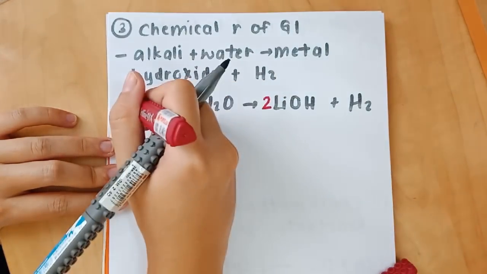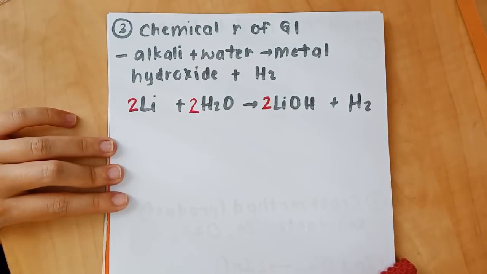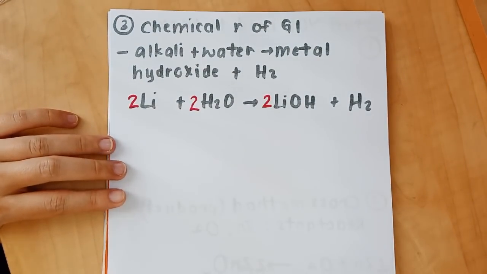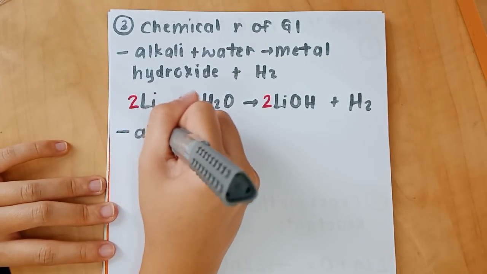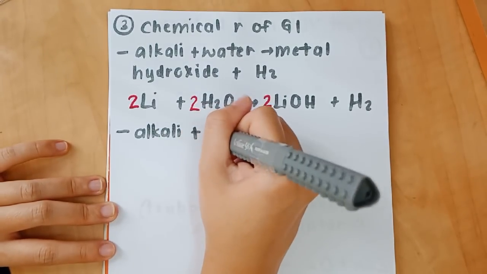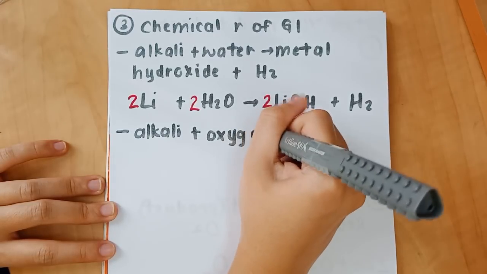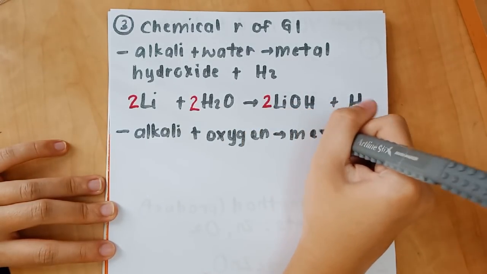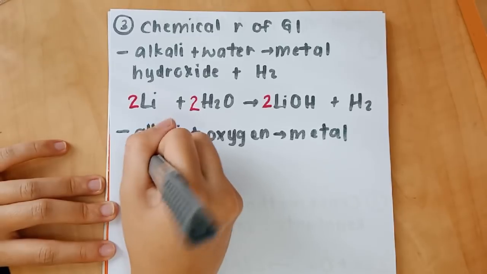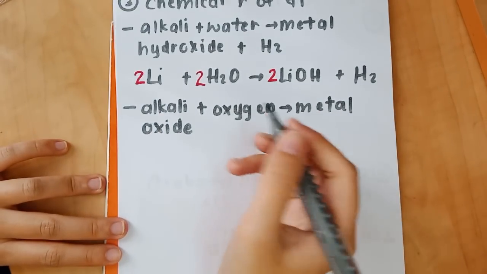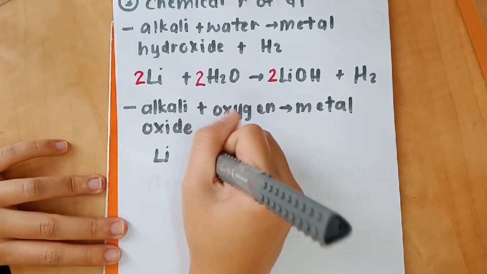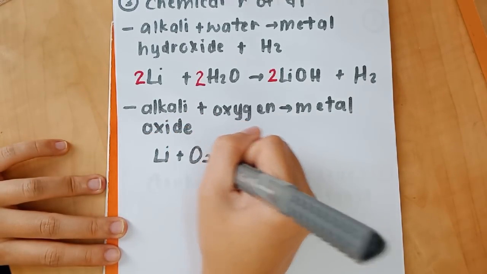So you should start balancing this by balancing the H, since there are 3 H after the arrow and only 2 H before the arrow. So you're going to multiply LiOH by 2, so you'll get 4 H, and then you have to multiply H2O by 2 in order to get 4 H as well. And once you do that, you will get 2 lithium, and that's why you are putting 2 in front of the lithium.